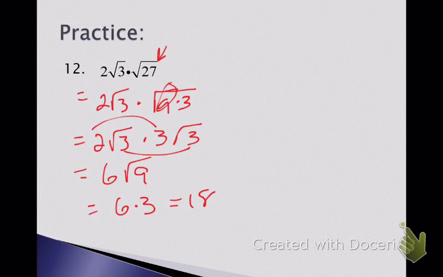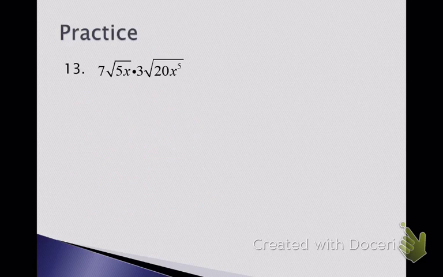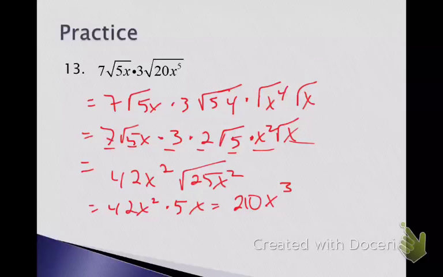Okay? Hopefully this is getting easy for you. Got another one for you to try. Again, simplify the radicand first, then multiply, and then simplify again. Okay, so hopefully you got 210 x to the third. Okay, and there's a little bit of a process here. So 7 square root of 5x, there's nothing that you can simplify out of 5x. Then you've got your times 3. 20 we can split up into 5 times 4, because 4 is a perfect square.